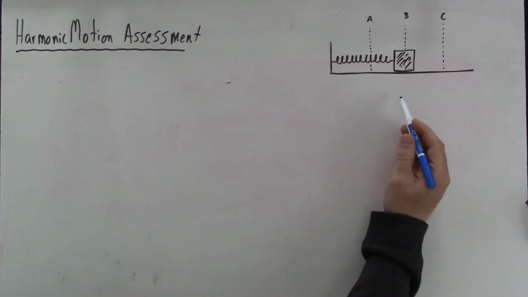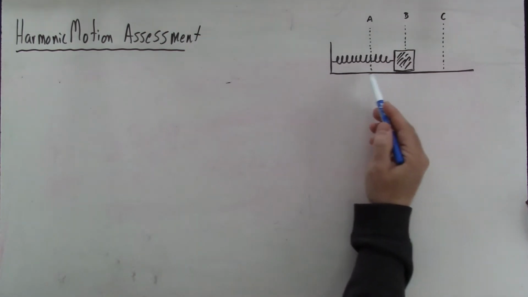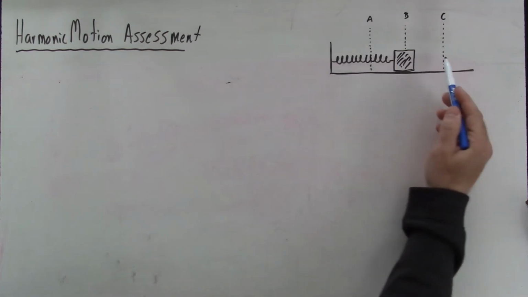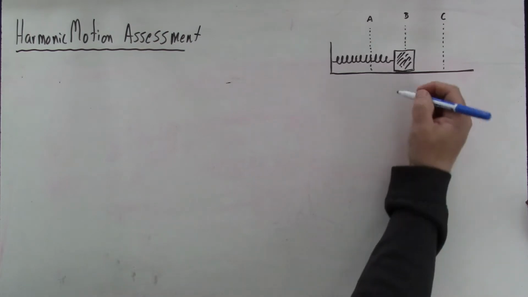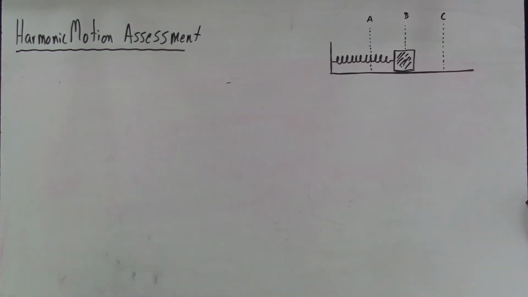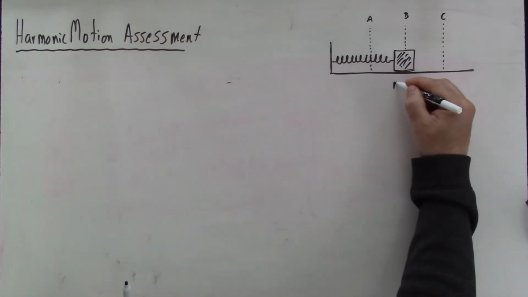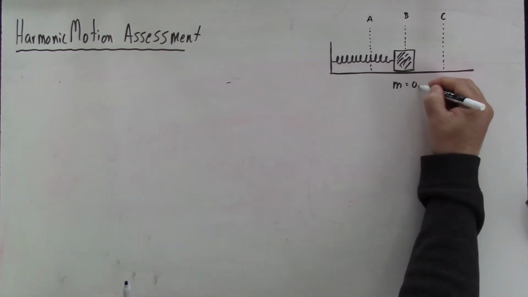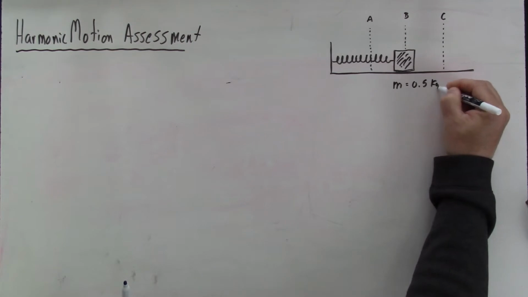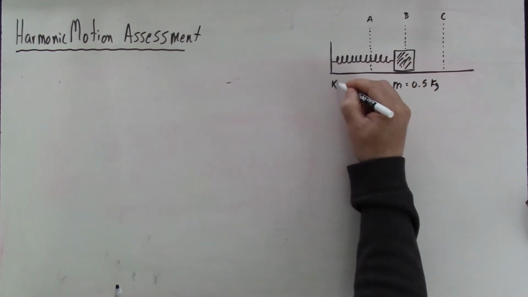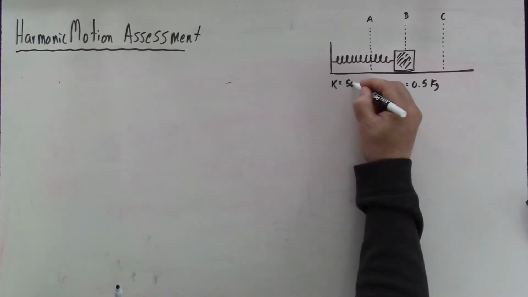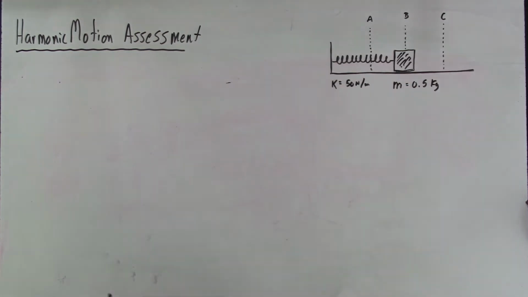Here's the picture. It says the block above is oscillating back and forth between points A and C. So it's sliding out to C and back to A and out to C and then back to A. It says the mass of the block is 0.5 kilograms, and that the spring constant, little k, is equal to 50 newtons per meter.